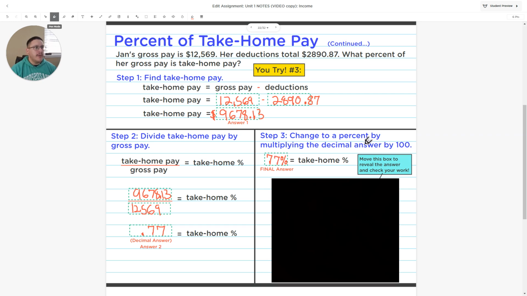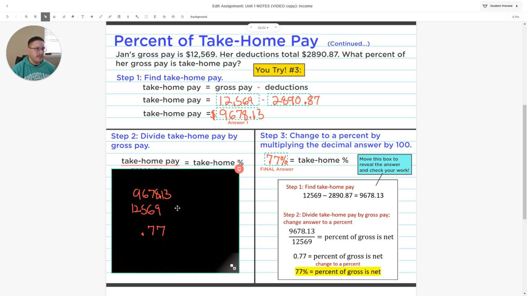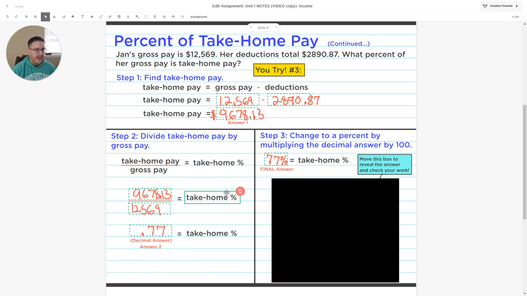77% of her gross pay she gets to take home. And that's it for you try number 3. Here's the box to show you the answer. And that's that.